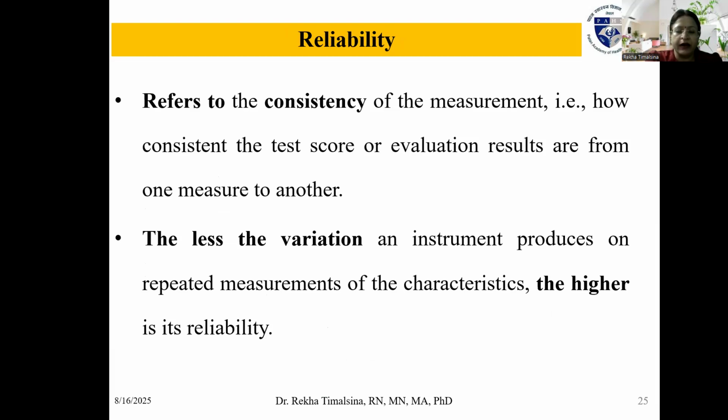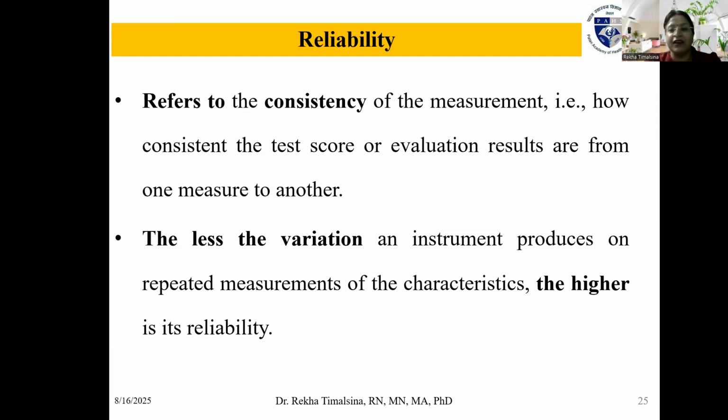By using the data obtained from pilot studies and pretesting, we can calculate the reliability coefficient, and it refers to the consistency of measurement, how consistent the test scores or evaluation results are from one measure to another. The less the variation an instrument produces on repeated measurements of the characteristic, the higher is its reliability. If an instrument is reliable, repeated administration under the same conditions will yield the same results. It is considered that the instrument is reliable.